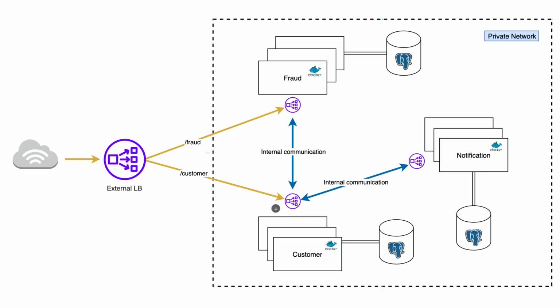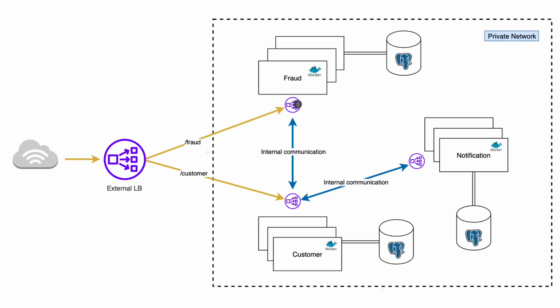Now, this is an internal load balancer, and the reason is because you might have multiple instances of customer or fraud or notification. So the same problem that you are solving from the outside world connecting to your services is going to apply within the private network, because these communications right here are internal communication, from service to service. So you also need an internal load balancer.